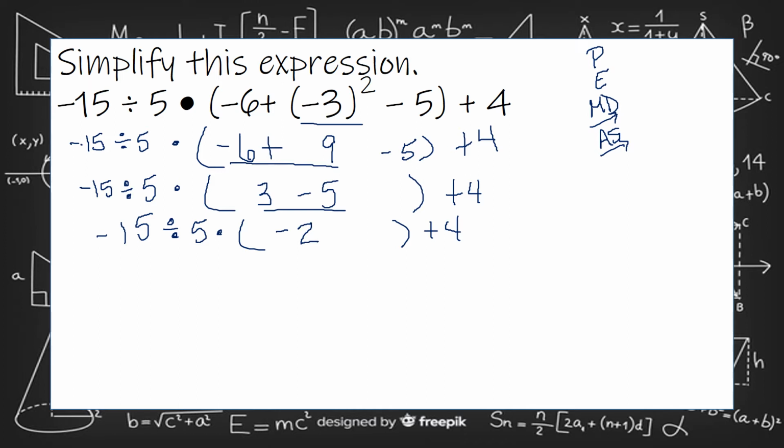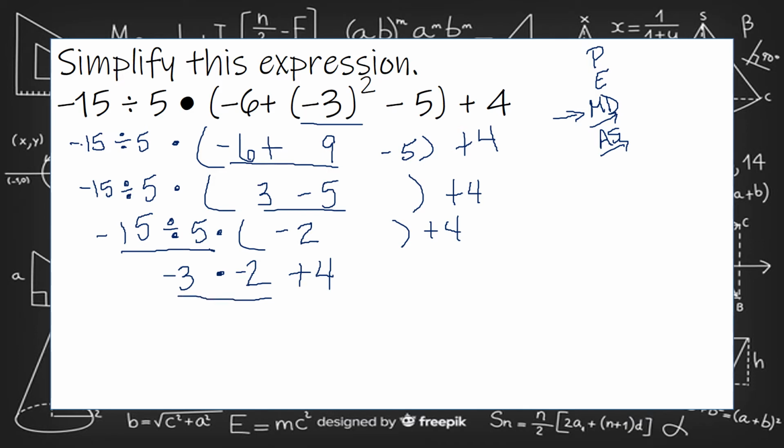Now that is just a multiplication, so you can rewrite the parentheses or not. It doesn't matter there. But our next step is multiply and divide left to right. I see a division here first, before we get to the multiply. Because it's left to right, we start with negative 15 divided by 5, which gives me negative 3, because a negative divided by a positive gives me a negative. Then I bring everything else down.